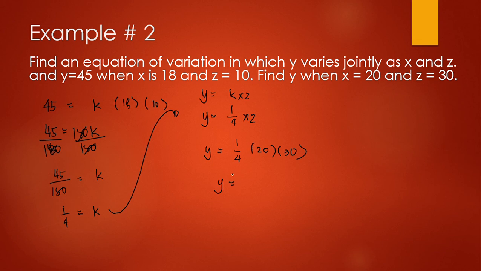So plug it into your calculator. 20 times 30 would be equal to 600. So you have 1/4 times 600. If you multiply this and plug it into your calculator, you're gonna have y is equal to 150. So the value of y is equal to 150 when x is equal to 20 and z is equal to 30.